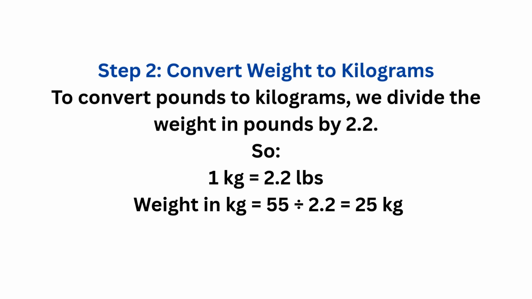Convert weight to kilograms. To convert the child's weight from pounds to kilograms, we use the standard formula, 1 kilogram equals 2.2 pounds. So, to get the weight in kilograms, we divide the weight in pounds by 2.2. That means, weight in kilograms equals 55 divided by 2.2, which gives us 25 kilograms. We will now use this weight for all further dosage calculations.